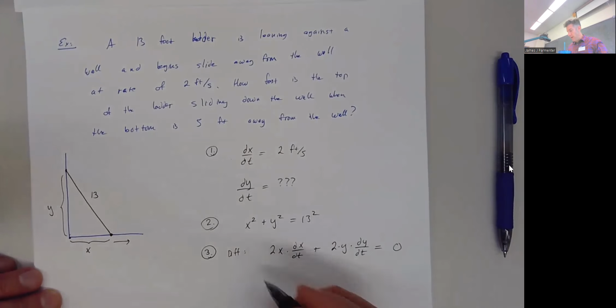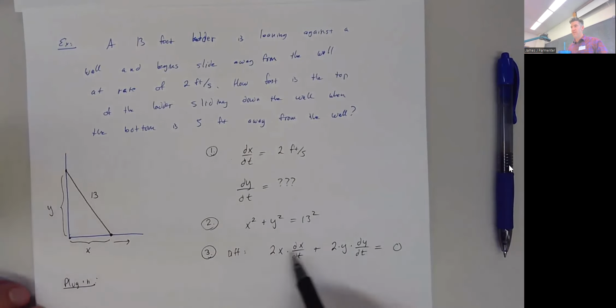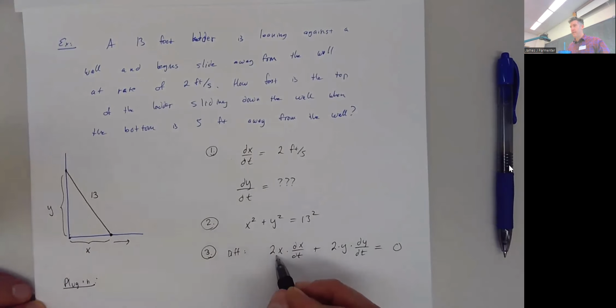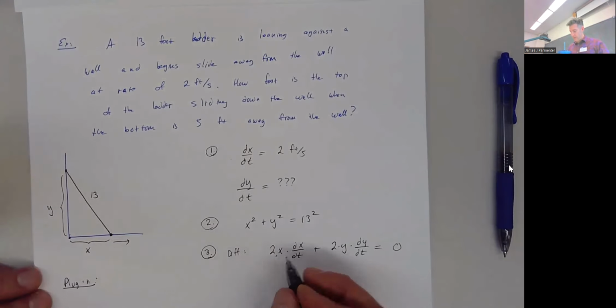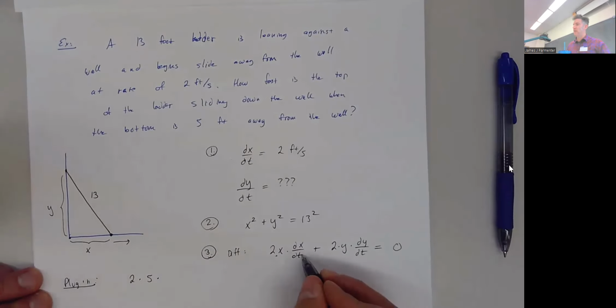All right, and now let's plug in. Oh, this is one where we have to do a little bit more work. First and foremost, you could divide everything by 2 to get rid of those 2's, but I'm not going to, though you normally could. So do I know what x is? Did they tell us in the problem what x is? Yeah, x is 5 feet. Great. So 2 times 5 times, do I know what dx dt is? Yes, I do. It's 2 feet per second.